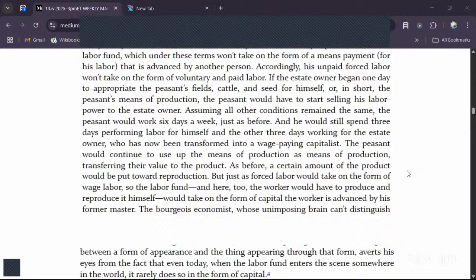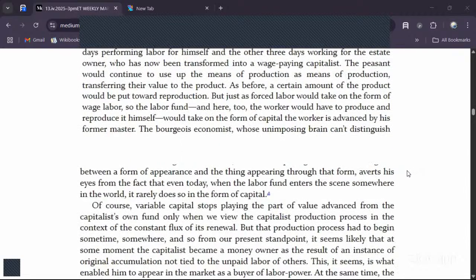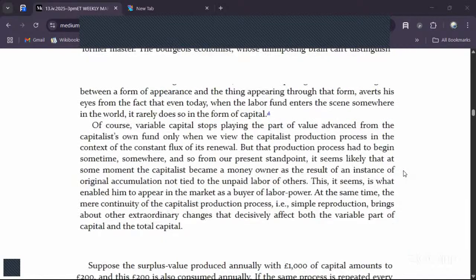The bourgeois economist, whose unimposing brain can't distinguish between a form of appearance and the thing appearing through that form, averts his eyes from the fact that even today, when the labor fund enters the scene somewhere in the world, it really does so in the form of capital. Of course, variable capital stops playing the part of value advanced from the capitalist's own fund only when we view the capitalist production process in the context of the constant flux of its renewal.